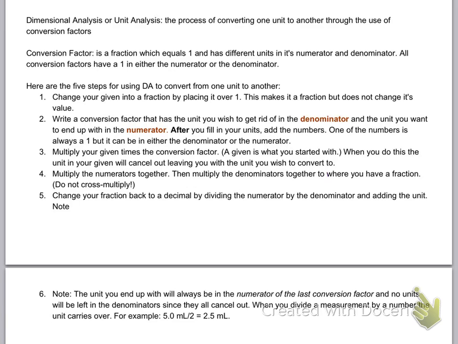Now, 5 steps for using dimensional analysis. Guys, basically, you need to change your given into a fraction. The given might be that you need to convert 5 miles per hour to feet per second. You guys probably have done these types of things before. So 5 miles per hour is your first fraction. You got a top and a bottom. Miles on top, hours on the bottom.